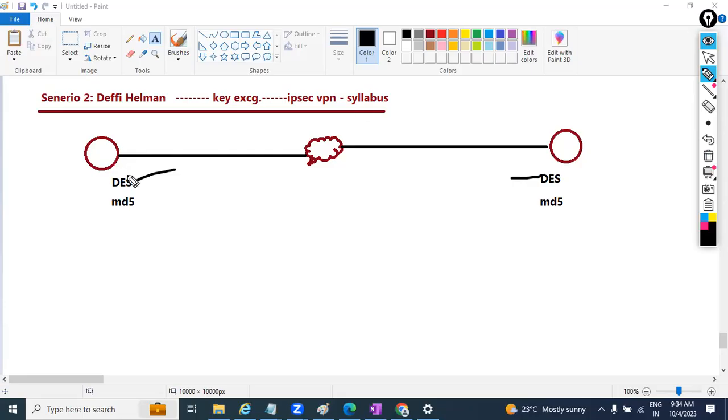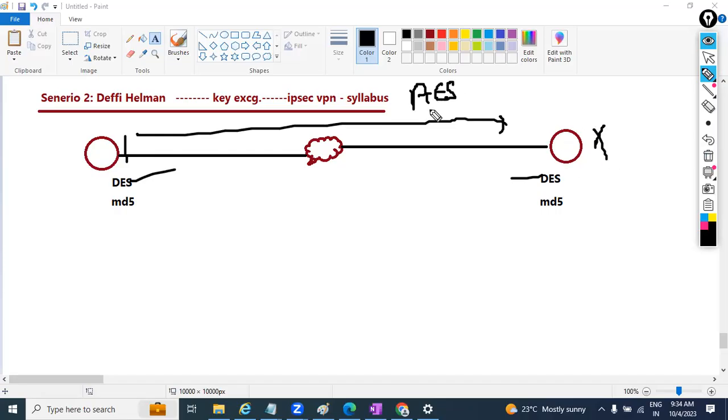Or now let's consider one request is sent. I'm going to use AES, and this device doesn't support this advanced algorithm, so it would reply, no, I don't support AES. Let's switch to 3DES, or DES here.